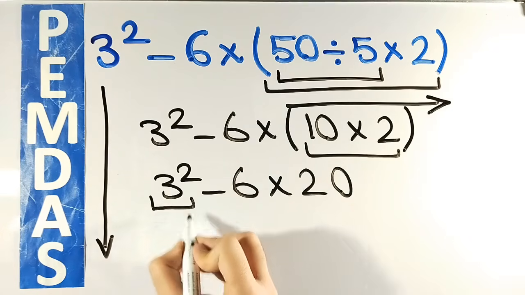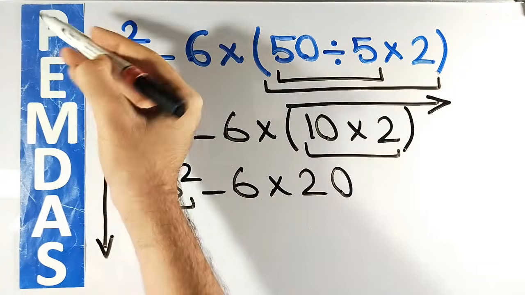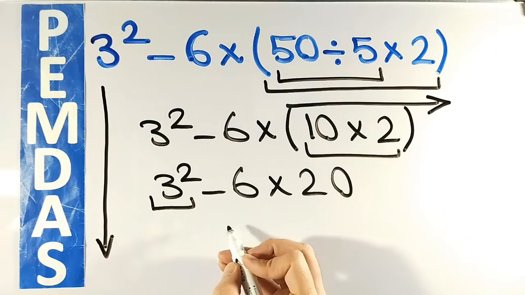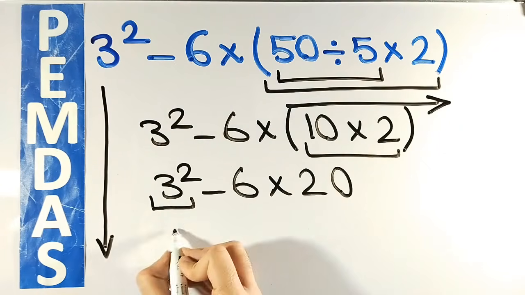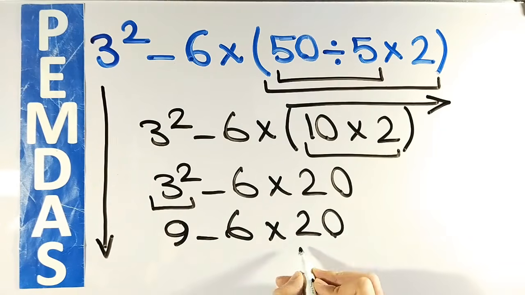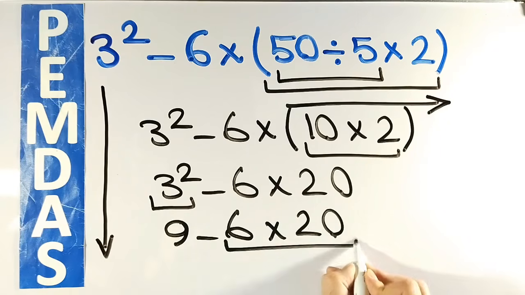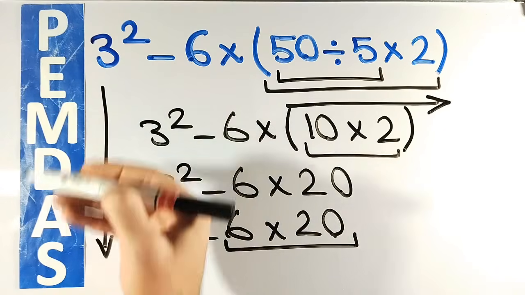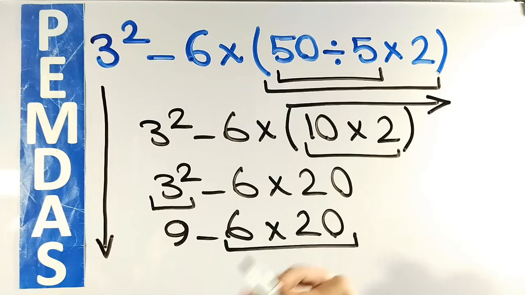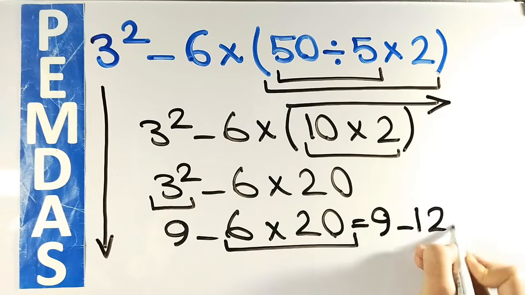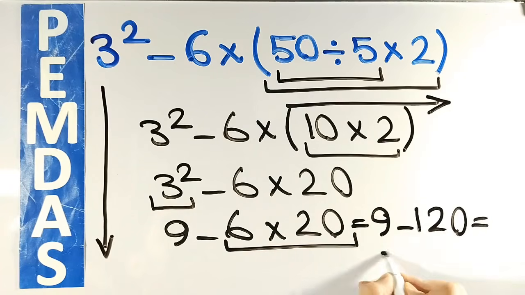Then we go for the exponent because in the PEMDAS rule, after parentheses, exponent has a higher priority than the other operation. So we rewrite this expression as 9 minus 6 multiplied by 20. In the final step, we go for the multiplication between 6 and 20 because multiplication has a higher priority than subtraction. So we rewrite this expression as 9 minus 120, which finally gives us the answer negative 111.